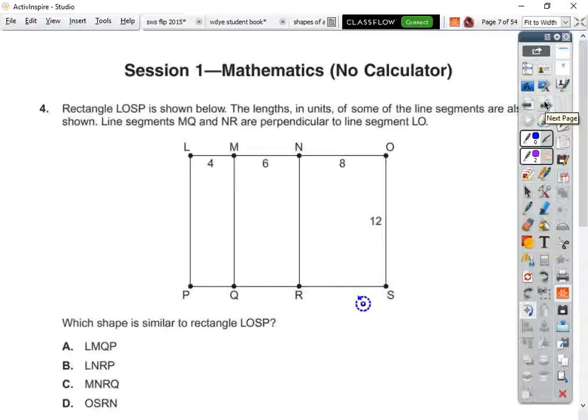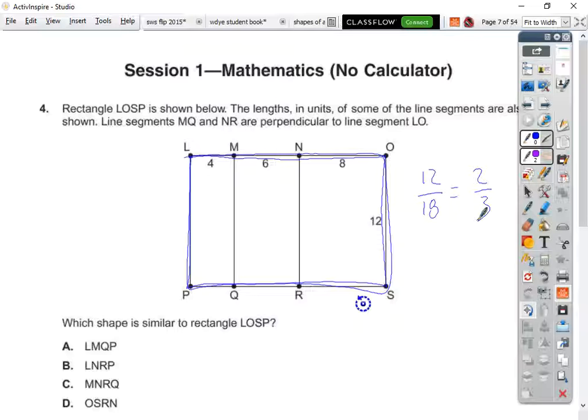Rectangle LOSP has the length shown with some line segments that are perpendicular. So that means they all meet at a 90-degree angle. Which shape is similar to rectangle LOSP? So this rectangle. And our similarity rules say that this has a ratio of 12 over 18. 12 over 18 can be reduced. 6 goes into both of them, so that's 2 over 3.